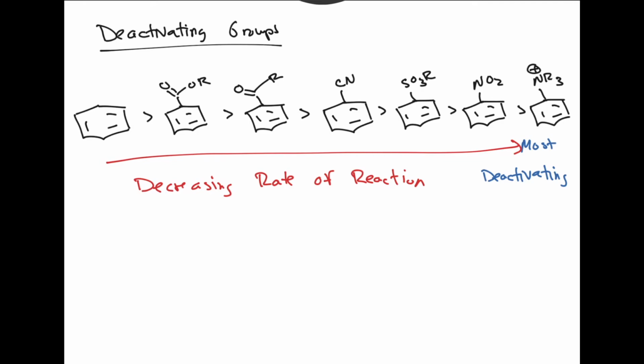Right. So the reason I did it this way is if you took the list of activating groups and then you took this list of deactivating groups and you stuck them together at benzene, you'd have like the complete spectrum. On one side, you have your most activating groups and your fastest reactions. You'll go all the way over to benzene, and you'll go all the way over from there to your most deactivating group, your ammonium. So you can kind of stick those two charts together, and you see the whole spectrum.